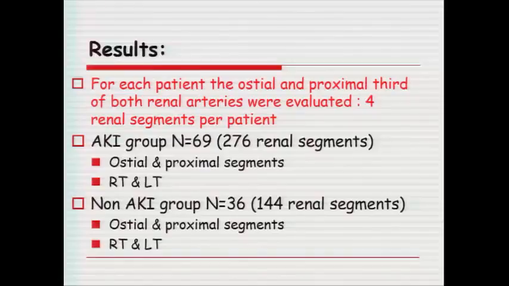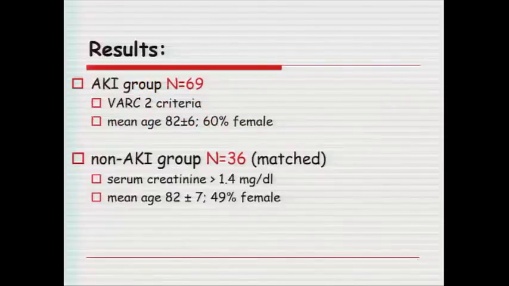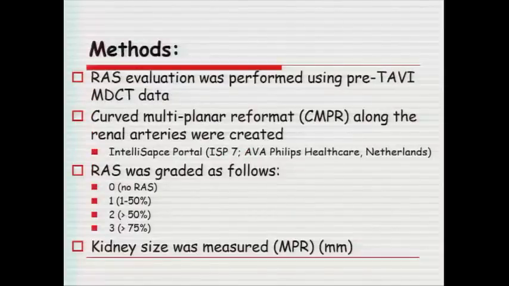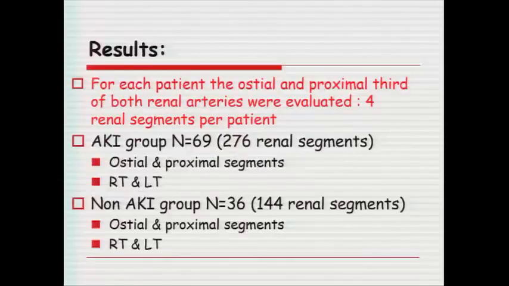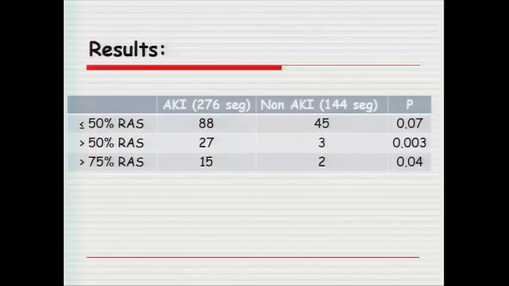For each patient, the ostial and the proximal third of both renal arteries were evaluated, and that's 4 renal segments evaluated per patient. So if we're looking at renal segments, in the AKI group, we had 276 segments, again looking at the ostial and proximal third segments, and in the non-AKI group, we had 144 renal segments.